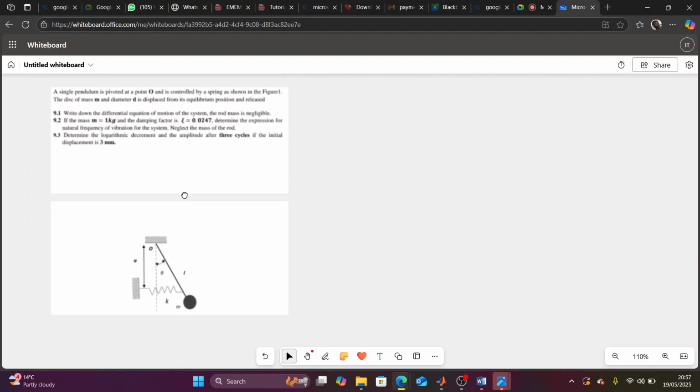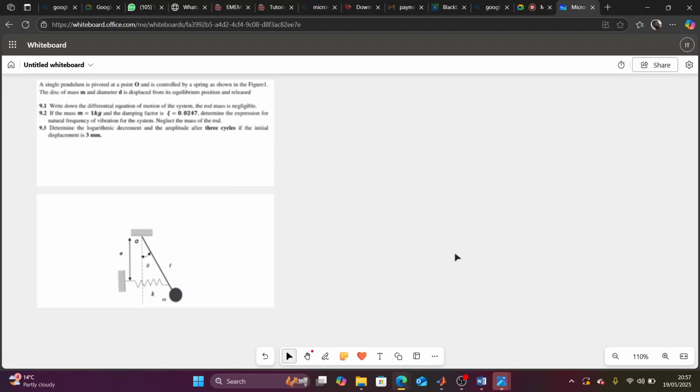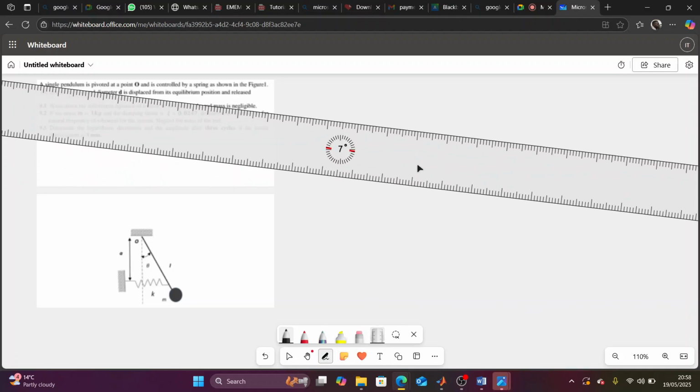Okay, what are they saying here? They are saying that a single pendulum pivoted at O is controlled by a spring as shown in figure 1. In figure 1, the disk of mass M is placed on this and released. Derive the differential equation of the motion, and the mass of the rod is negligible. So what do we do? Let me try to draw the free body diagram first.